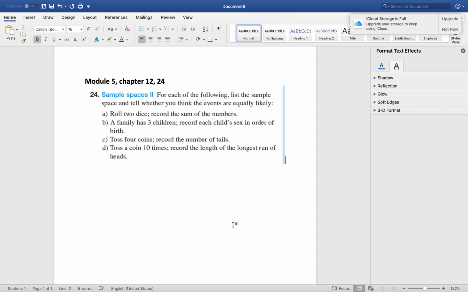Okay, C. Toss 4 coins, record the number of tails. So the sample space is 0 through 4. Because technically, if you're tossing the coin 4 times, you have a 50% chance of getting tails every time. So you can either get 0 tails or you can get 4 tails. So that is why my sample space is 0 through 4. So yeah, you can either get no tails or 4 tails or any integer in between.